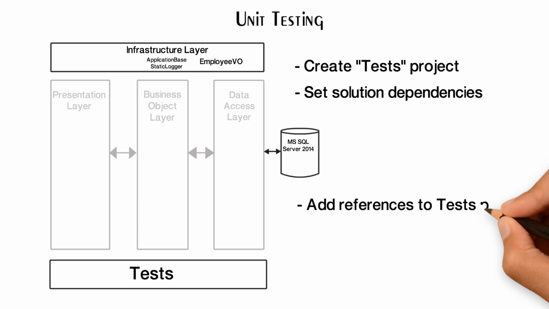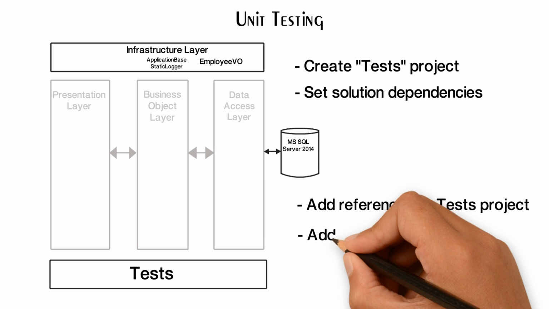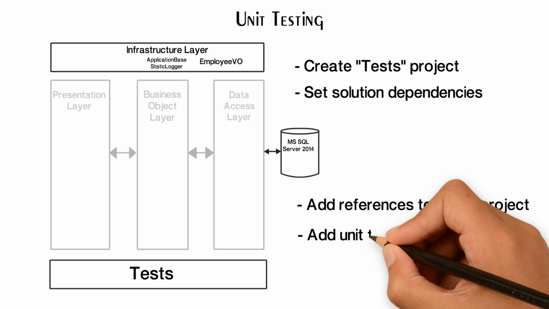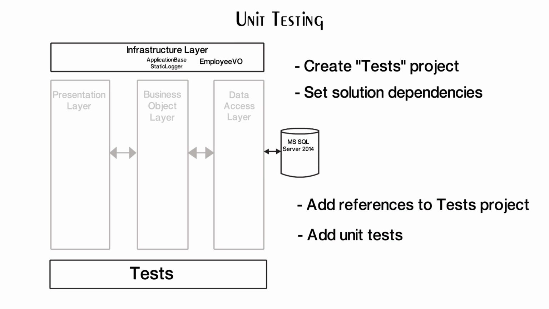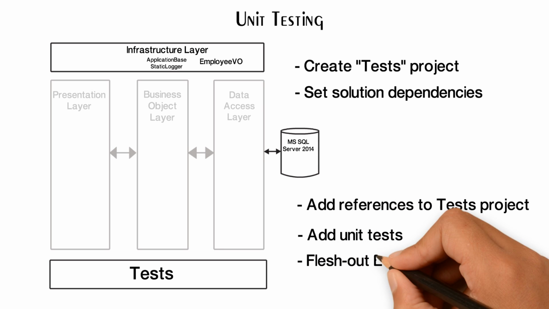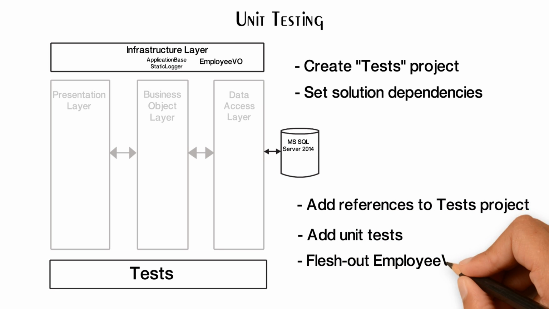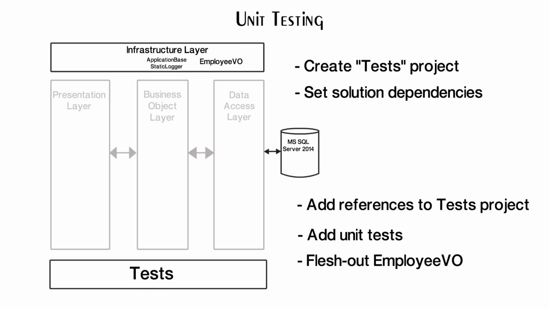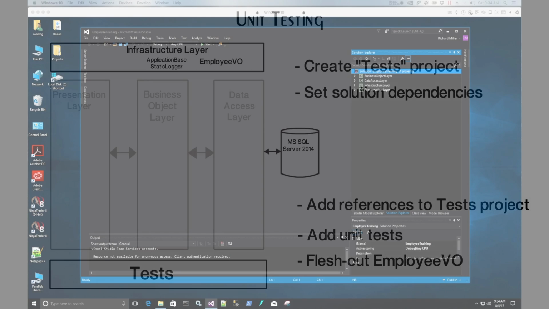Then we need to add references to the other projects that are in our solution. And then we can create unit tests within the tests project. Something else that's not up here is we need to add folders to mirror how the other layers are organized to make organizing our tests better. And then I'm going to flesh out the employee VO.